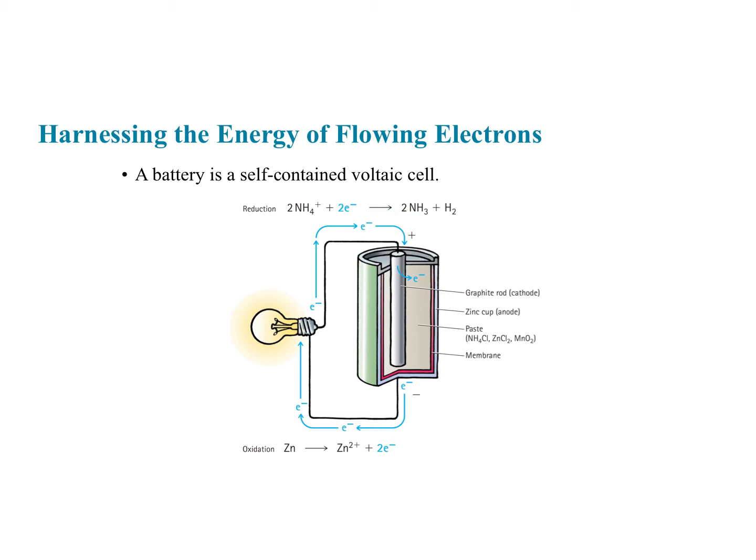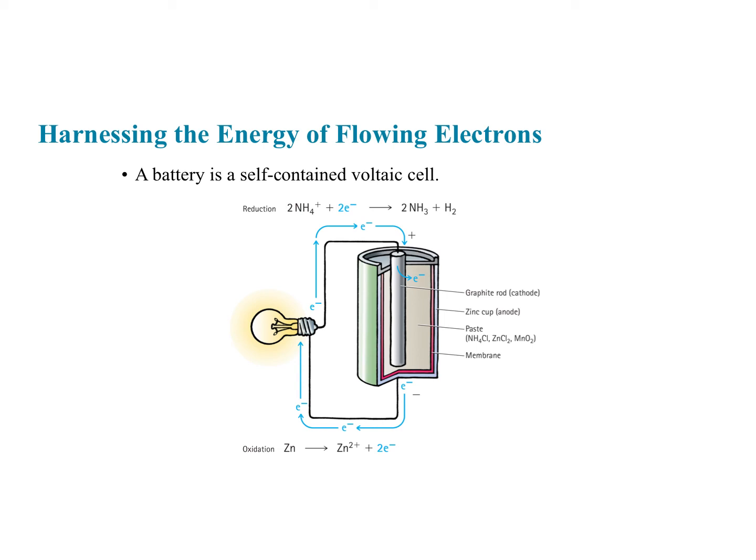And just FYI, any material that conducts electrons into or out of a medium where electrochemical reactions are occurring, that material is called an electrode. And the electrode where chemicals are being reduced, that is, they're gaining electrons, that's called a cathode. And that means the cathode is always going to end up being positive.